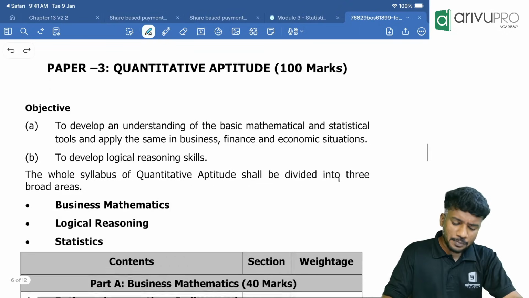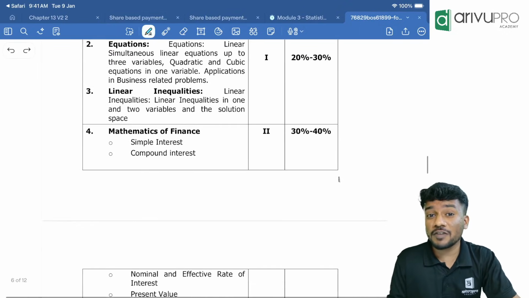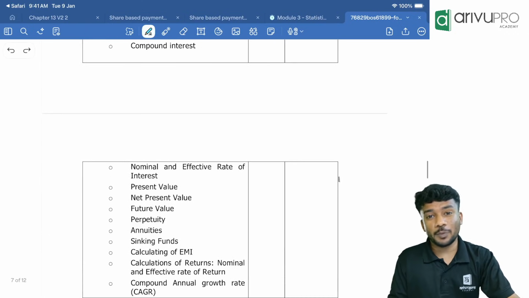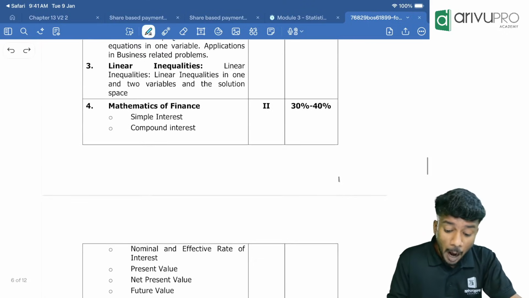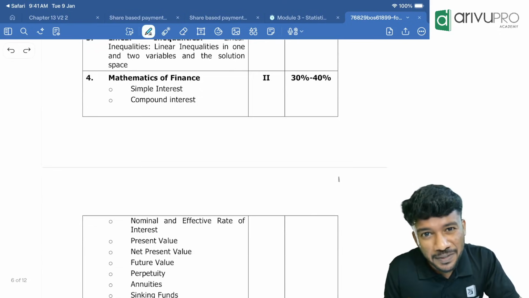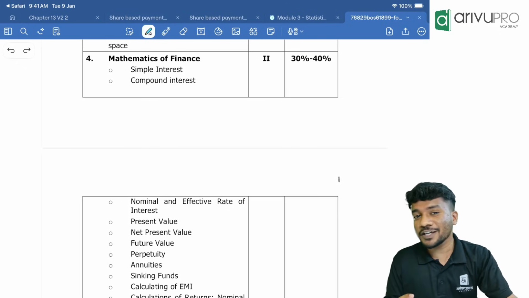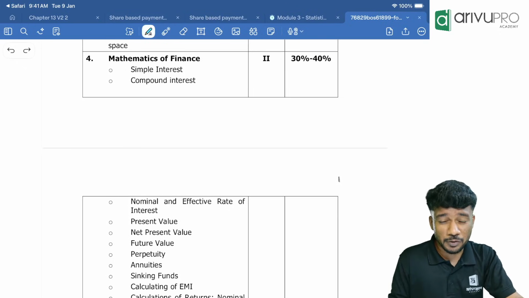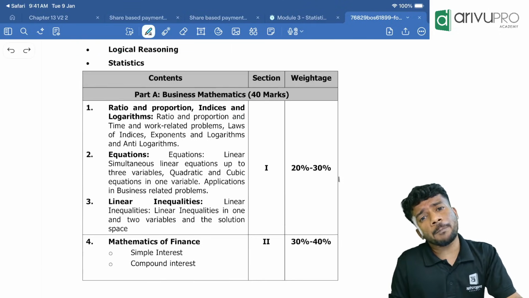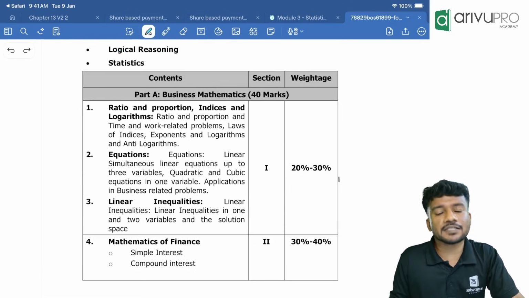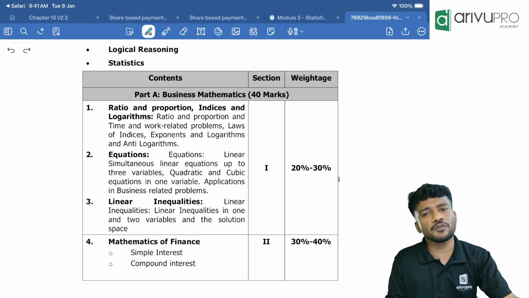Then coming to quantitative aptitude, you know that logical reasoning, all the chapters will be giving you 5, 5, 5, 5, that means 20 marks will be there from logical reasoning. Now coming to the maths part, up to 16 marks can be there from chapter 4, that is mathematics of finance. The entire chapter video is already uploaded in our YouTube channel, you can check that. Then the first 3 chapters can give you up to 12 marks.